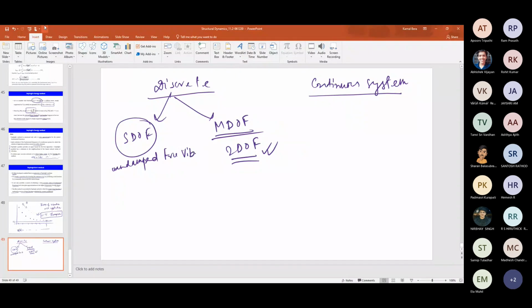We have discussed that, and then the damped free vibration. There we discussed the underdamped system, overdamped system, and critically damped system. Right? Those 3 types of damping system we have discussed. And in most of our structural systems, it is the underdamped system, where zeta is less than 1.